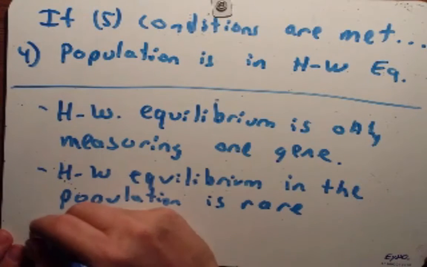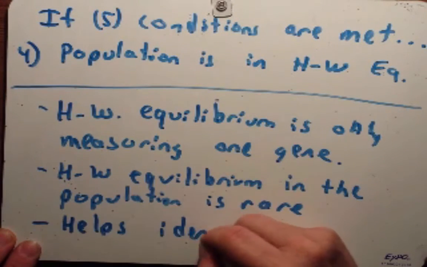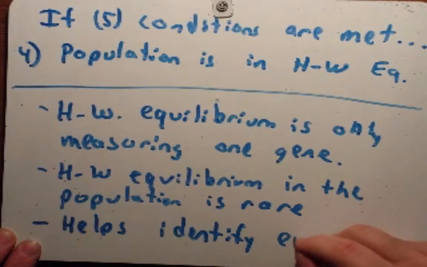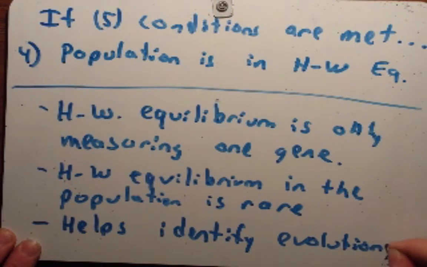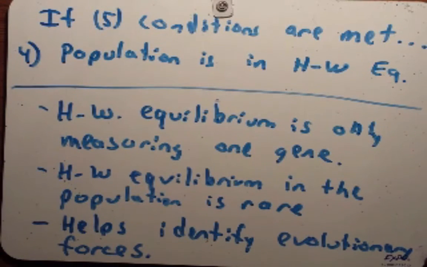Well, if that's the case, then what use is this equation and thinking about a population in or out of Hardy-Weinberg equilibrium? Well, what the equation helps us do is it helps us explain evolutionary forces. So it helps identify evolutionary forces. These 5 conditions are examples of an evolutionary force, something that can change the allele frequency within that population, and that can sometimes drive evolutionary changes.